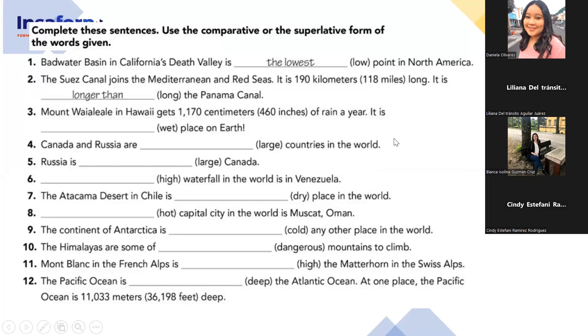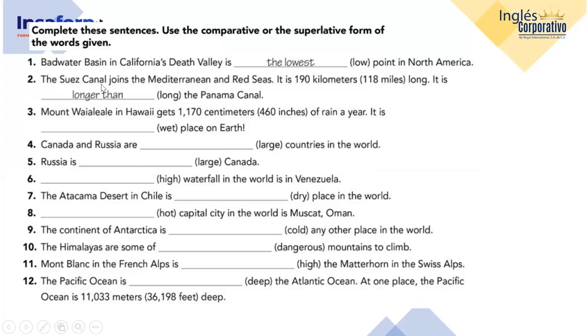Very good. Here we're going to have another exercise about completing sentences. Bad water basin in California, Death Valley, is the lowest point in North America. The Suez Canal joins the Mediterranean and Red Seas. It is 190 kilometers, 118 miles long. It is longer than the Panama Canal.